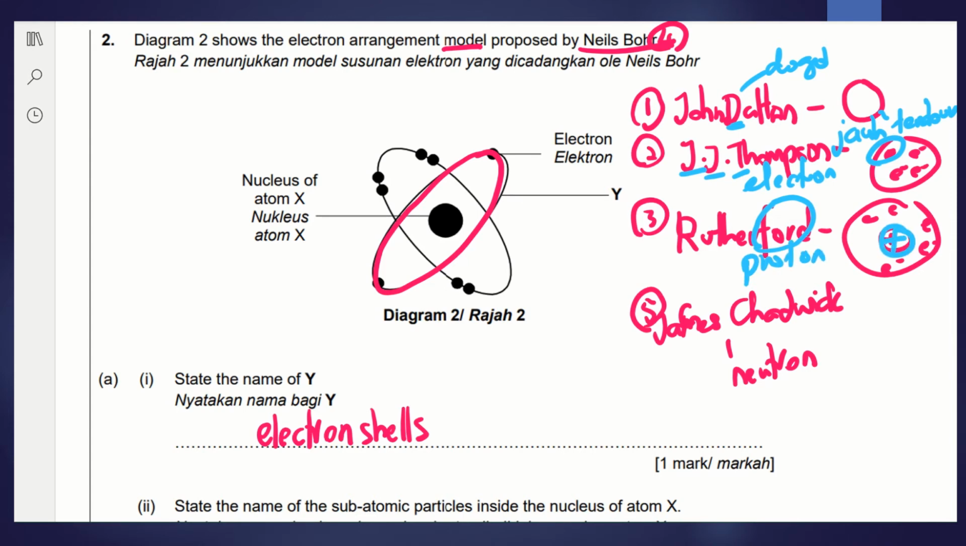Number 4, Niels Bohr. For Niels Bohr, E, electron, I, in, S for shell. Electron in shell. And last one, James Chadwick. For James Chadwick, I remember as Jimmy Neutron. So Jimmy Neutron James Chadwick discover neutron.